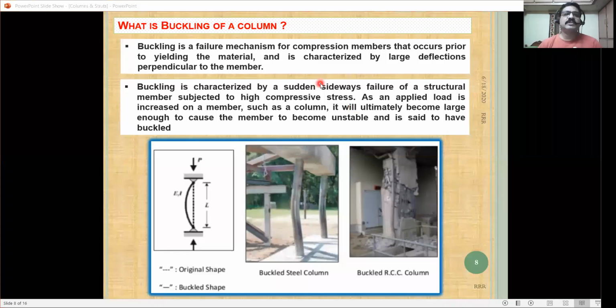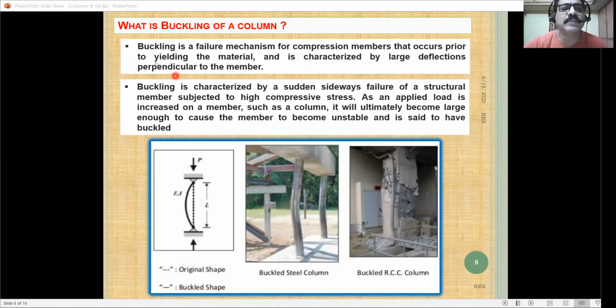So here this is buckling, right? First I will read it quickly, then the definition, then I will explain more elaborately, then you can understand exactly what is there in buckling, and when we call it buckling, right? If you see here, buckling is a failure mechanism for a compression member that occurs prior to yielding of a material, right? Once you read the definition, you can understand 50% just by reading it, but we have to understand it properly.